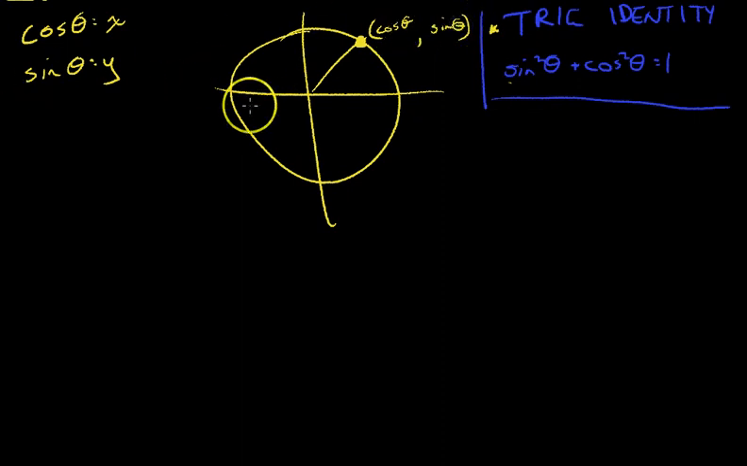I'm building up to it. We've got a right angle triangle here. This means that this length here is cos theta, and this length here is sine theta. Now look at the trig identity here, and look at this right angle triangle here. Now remember, this is a unit circle.